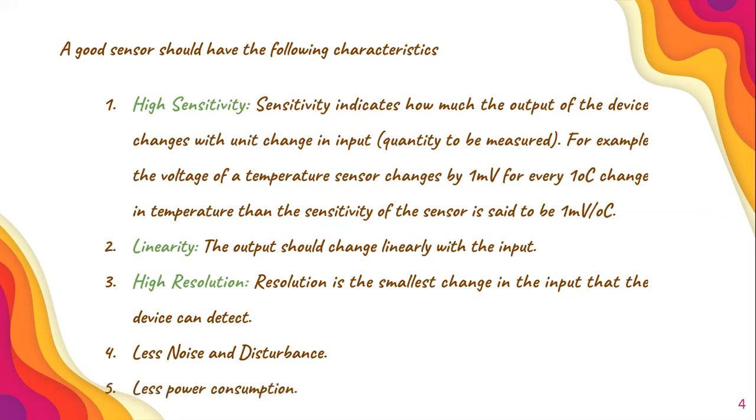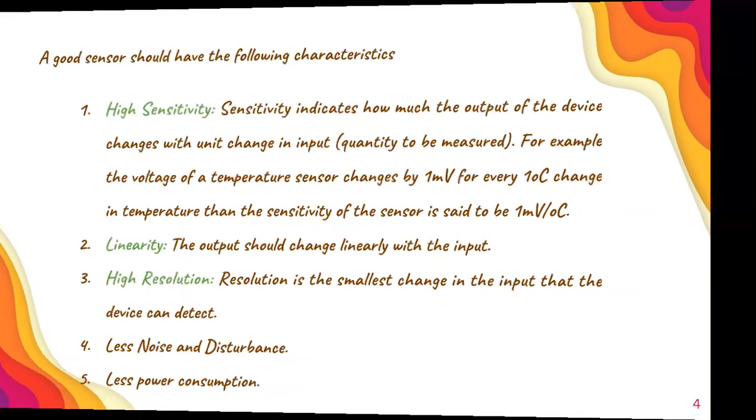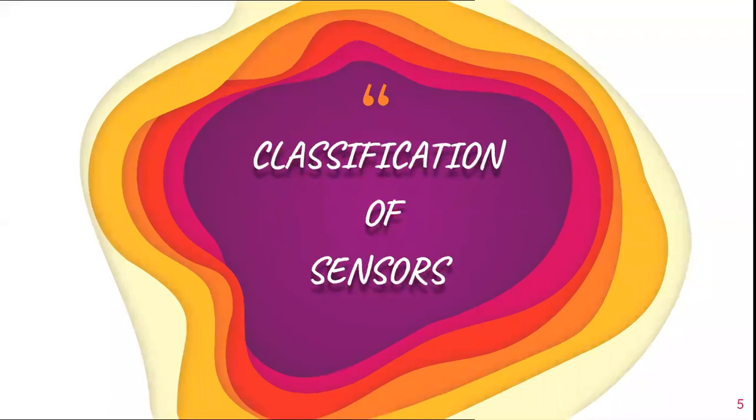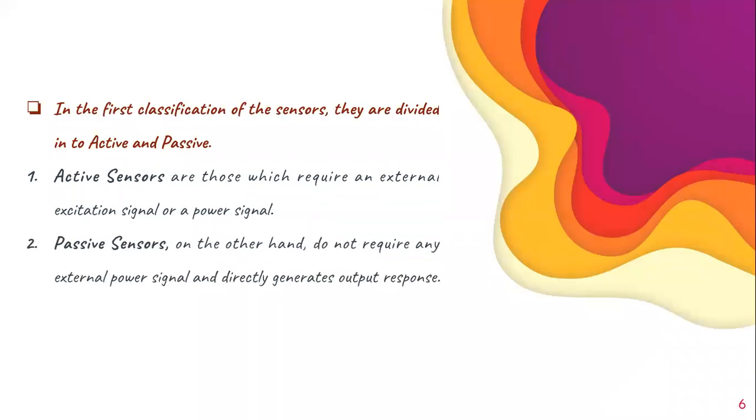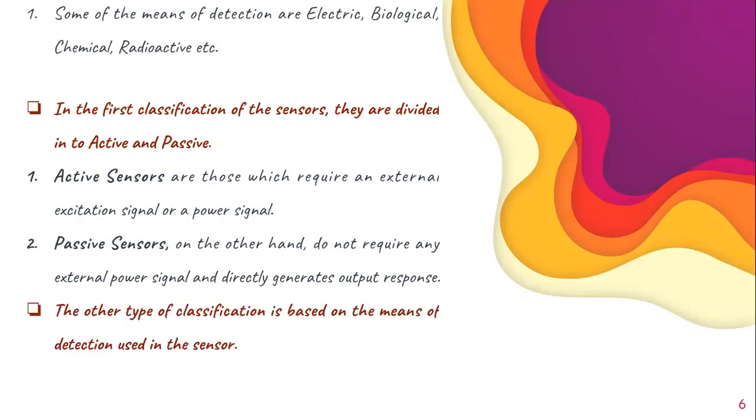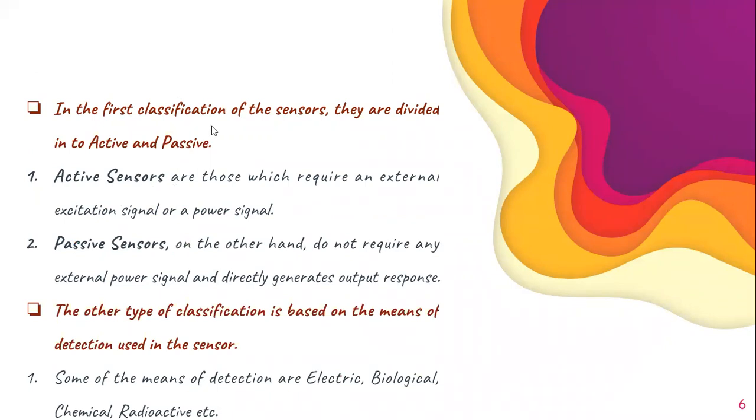Next, we move on to the classification of sensors. In the first classification of sensors, they are divided into active and passive sensors. Active sensors are those which require an external power, whereas the passive sensors don't require any external power. The other type of classification is based on the means of detection used in the sensor. Some of the means of detection are electric, biological, chemical, and radioactive.